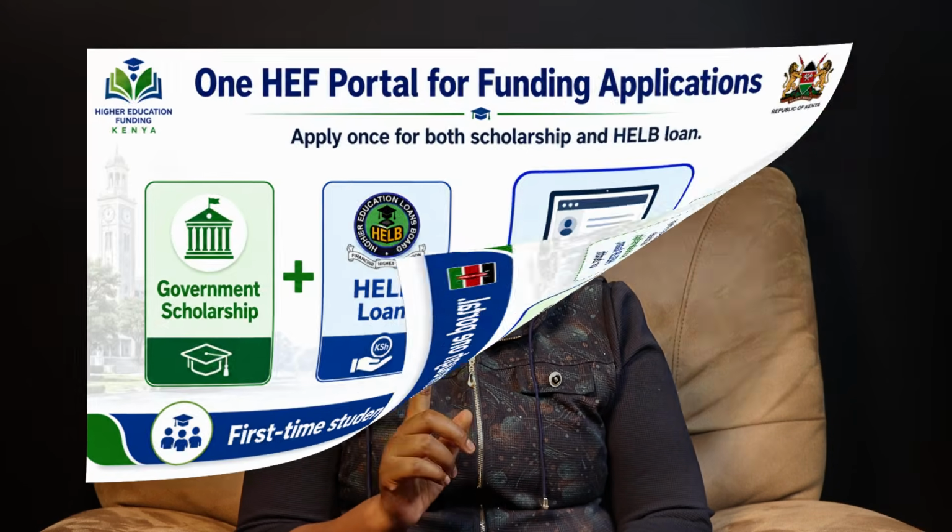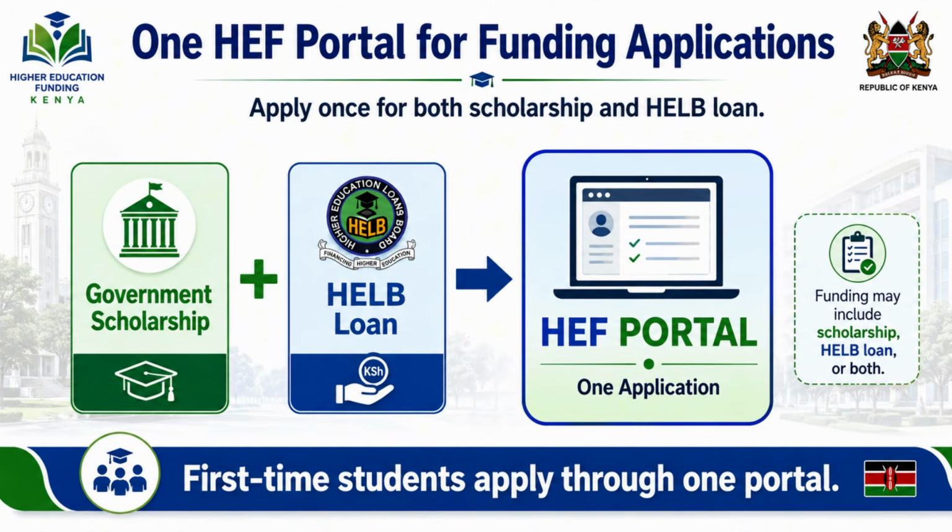Right now, the government introduced a new system and it is called the Higher Education Financing Model. Now you may also hear people calling it the HEF model. Under this system, first-time students apply for both government scholarships and HELB loan through one portal. Now that portal is called the HEF Portal. It is the one we are calling the Higher Education Financing Portal.